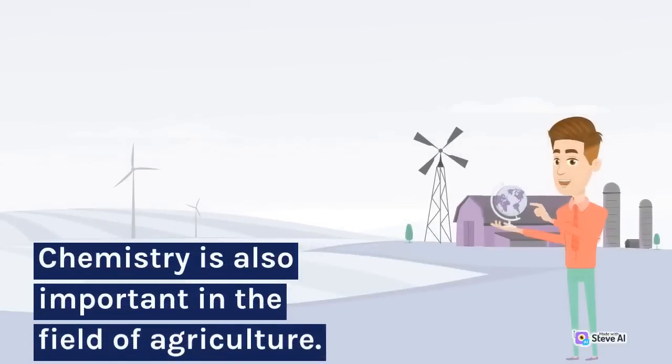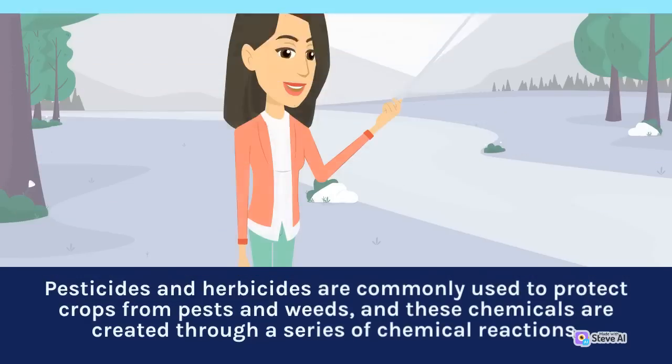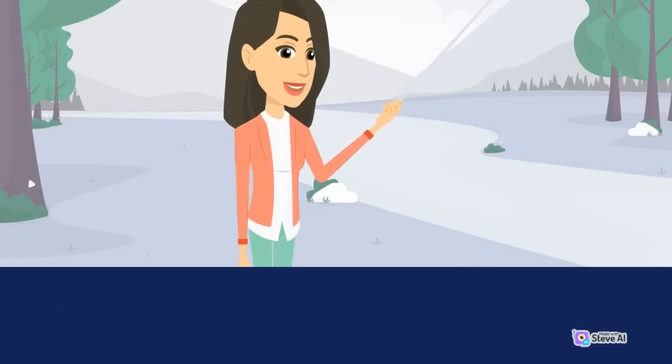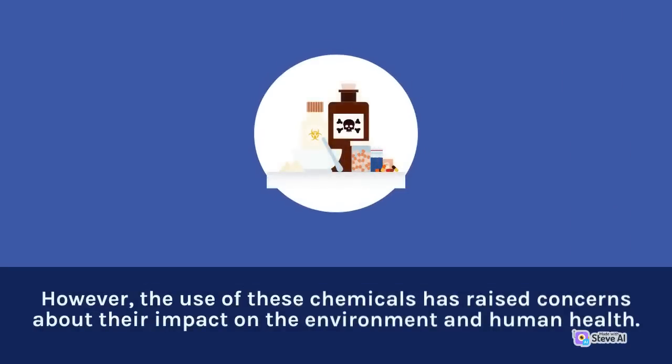Chemistry is also important in the field of agriculture. Pesticides and herbicides are commonly used to protect crops from pests and weeds, and these chemicals are created through a series of chemical reactions. However, the use of these chemicals has raised concerns about their impact on the environment and human health.